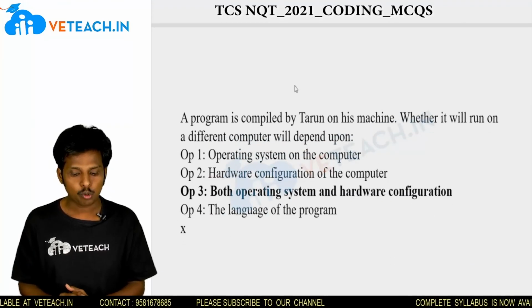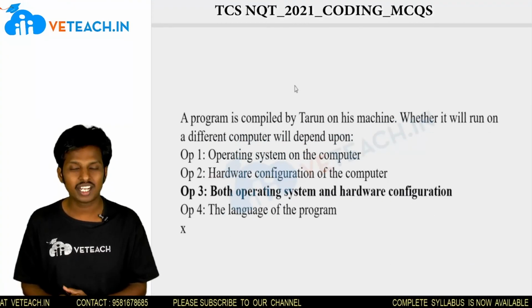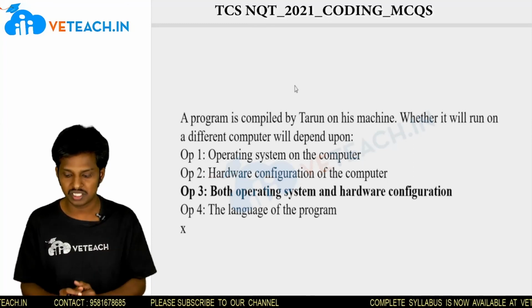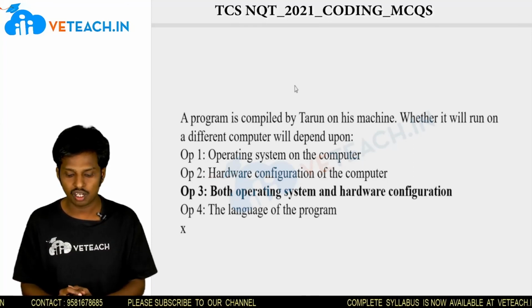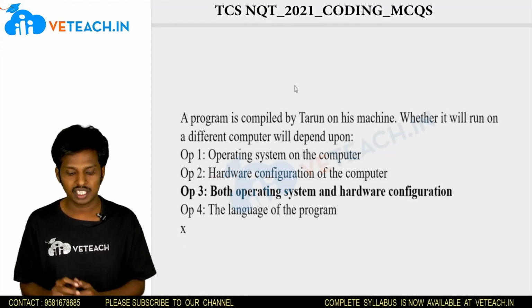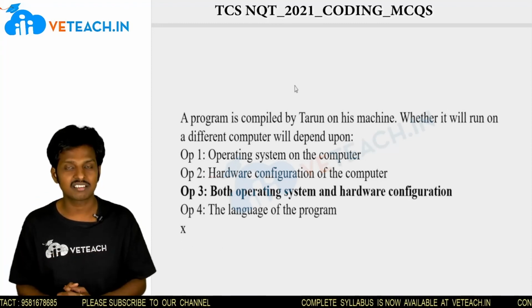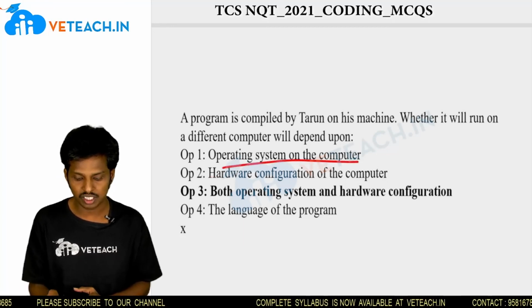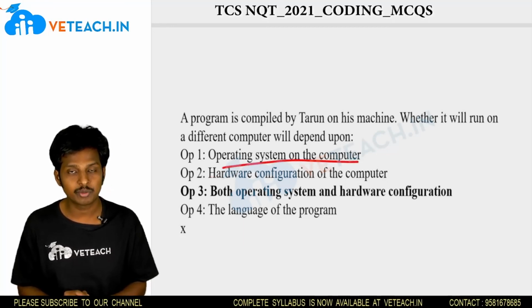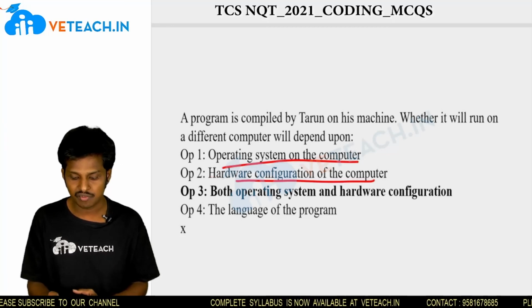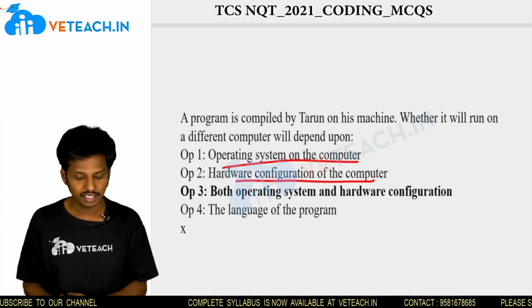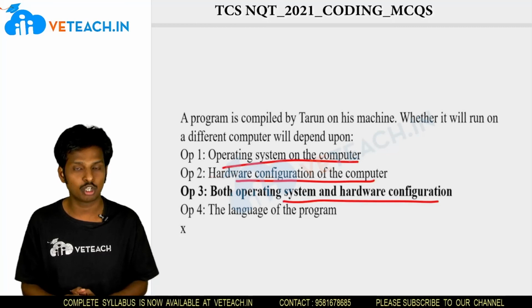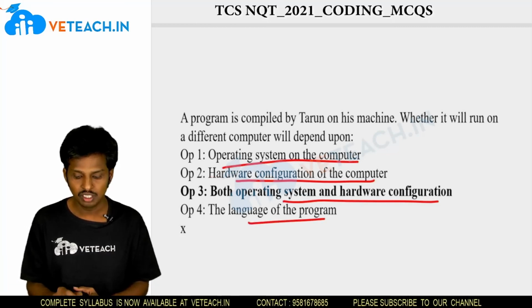Next, a program is compiled by Tarun on his machine. He has compiled a program on his machine. Whether it will run on a different computer depends upon certain cases. The different cases are: option 1, operating system on the computer. It depends on the operating system of the computer. Second one is hardware configuration of the computer. Third one is both operating system and hardware configuration, and the fourth is the language of the program.